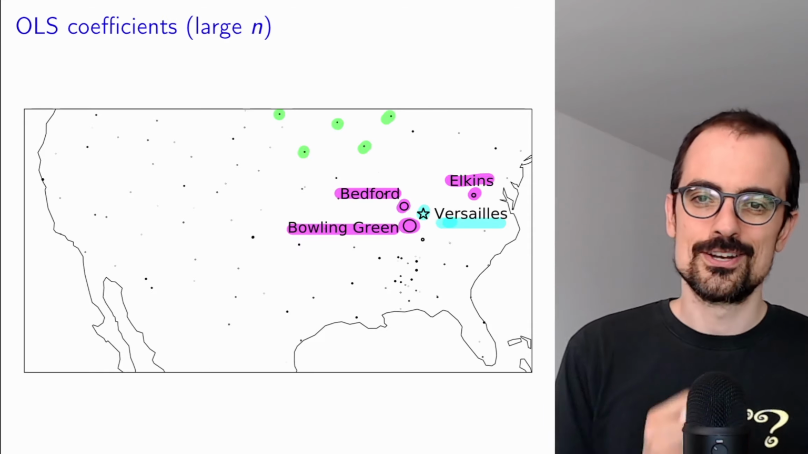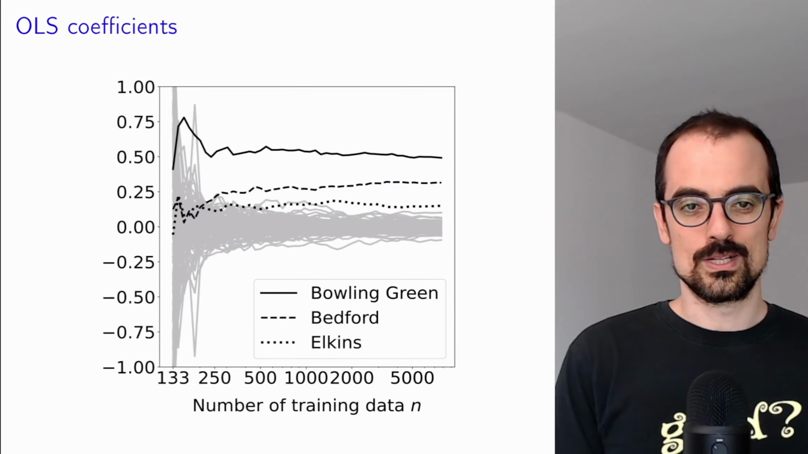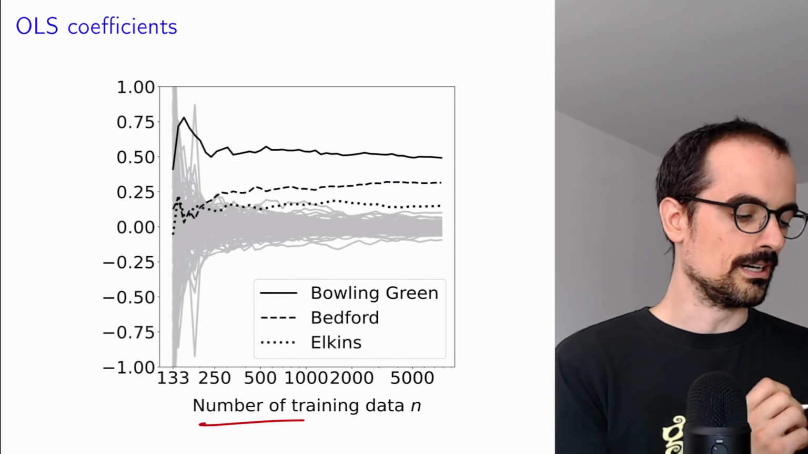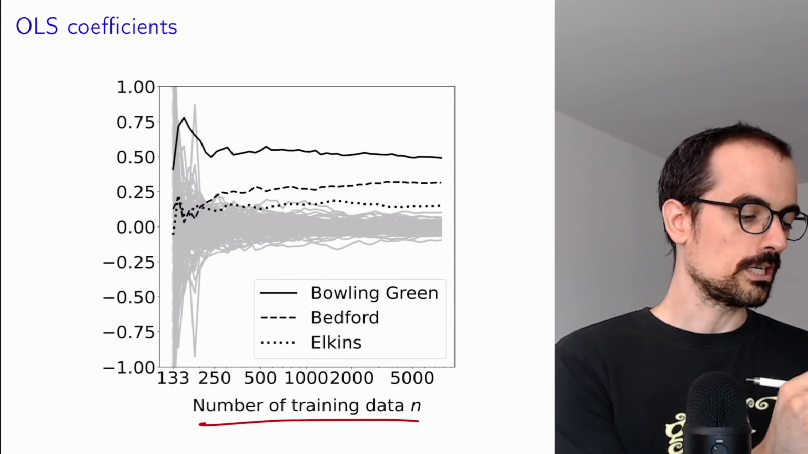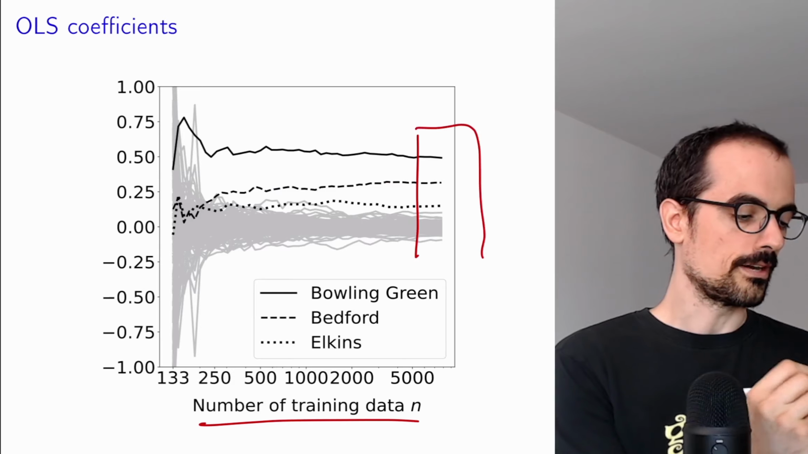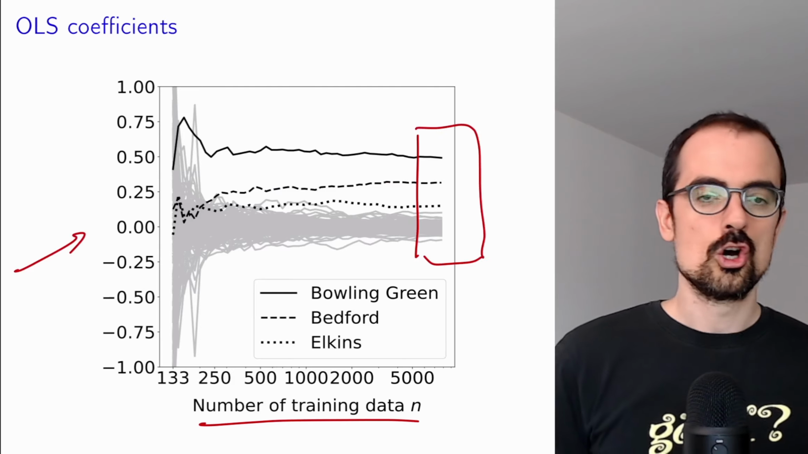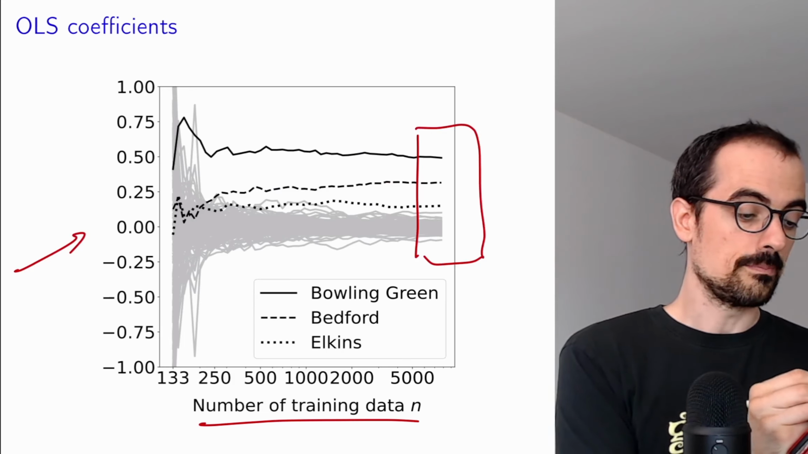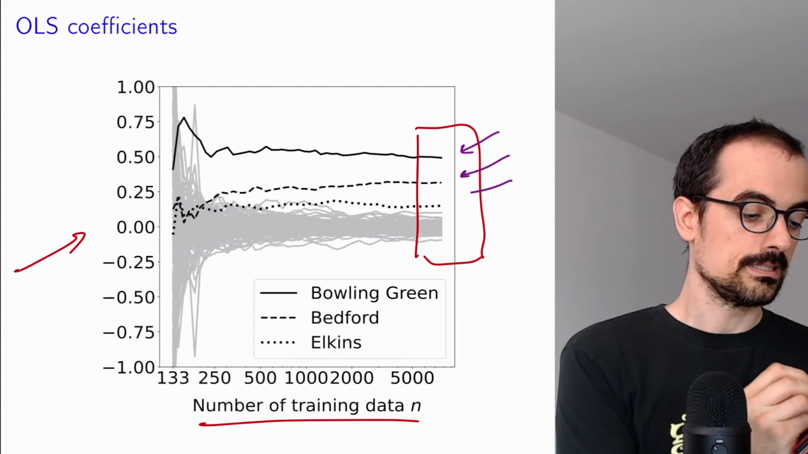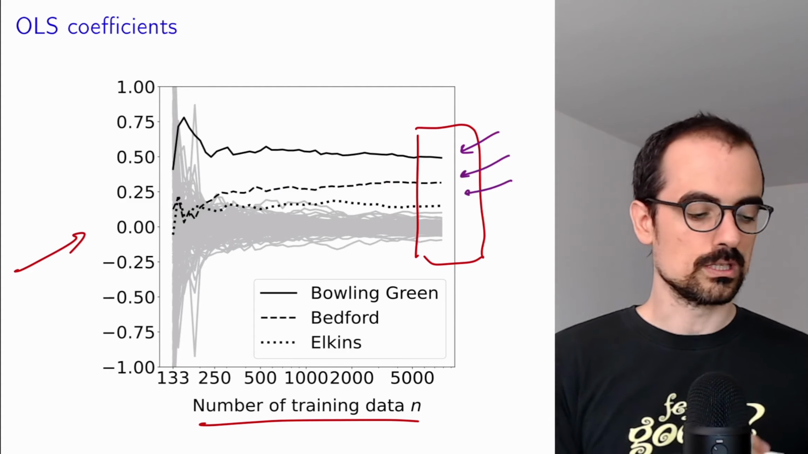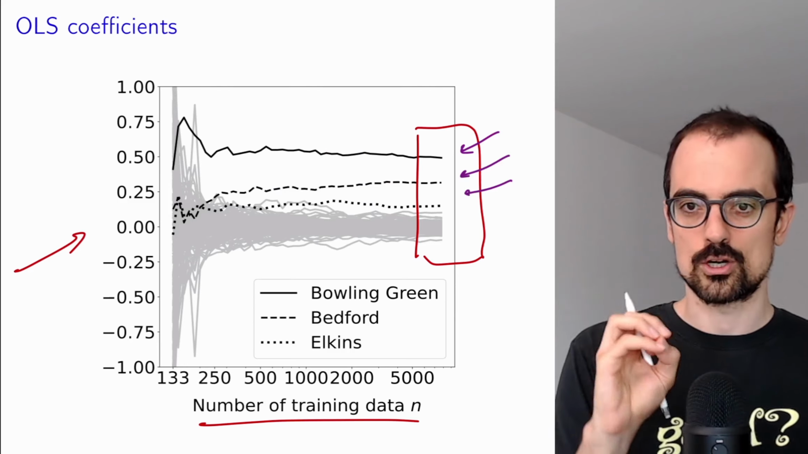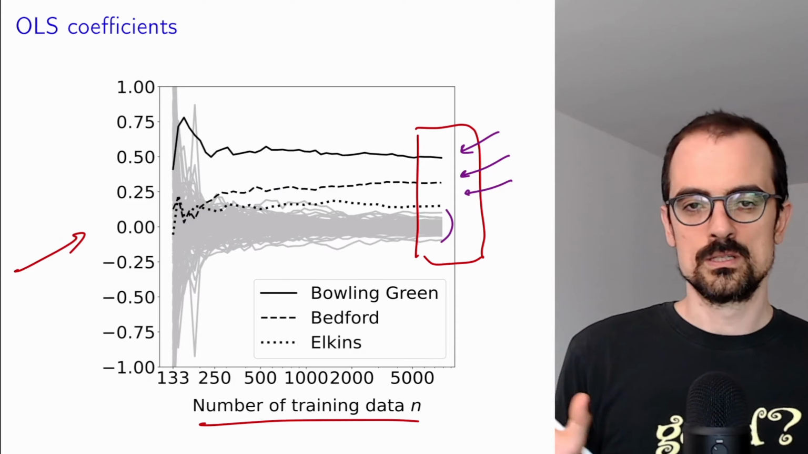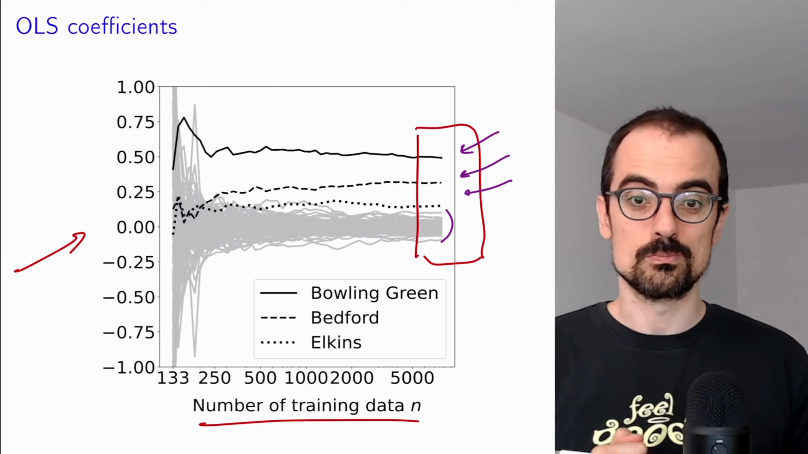What happens when you have not so much training data? Well, this is what happens. Here, you have the number of training data in the horizontal axis. When we have a lot of training data, these are the coefficients, which are represented on the y-axis. What we see is that there are 3 very prominent coefficients that correspond to Bowling Green, Bedford, and Elkins, these locations that were close to the location of the response, and the rest of them are pretty small, and this, as we will see in a moment, gives very good performance.